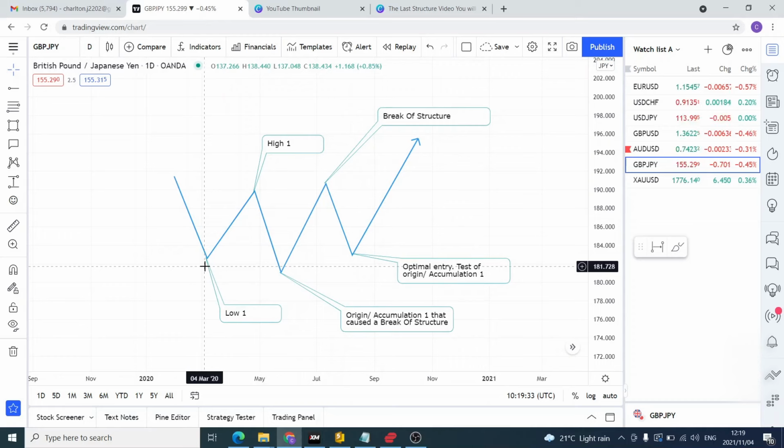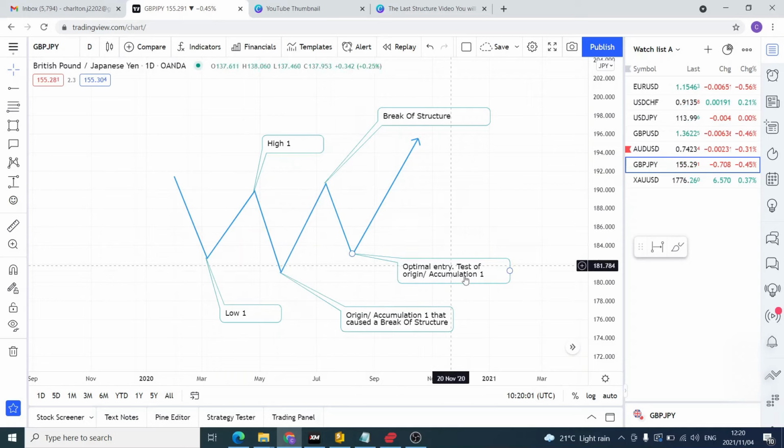As you can see, we have our first low, we have another high, we have a lower low, and then we had a bullish break of structure. Right, we invalidated this previous high and we created a higher high. Now, the accumulation that took place here, obviously that is the accumulation that caused a break of structure, right? So we only want to be trading off of the initial accumulation that caused a break of structure, right?